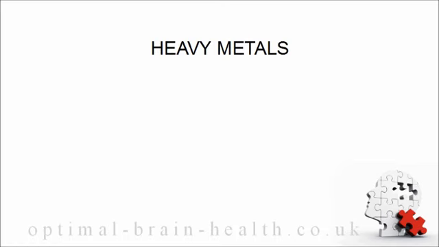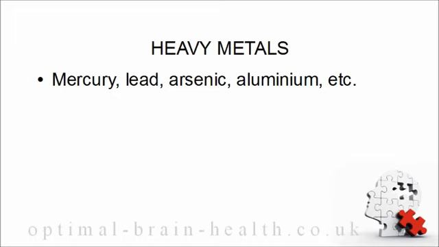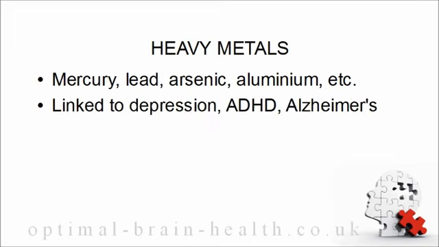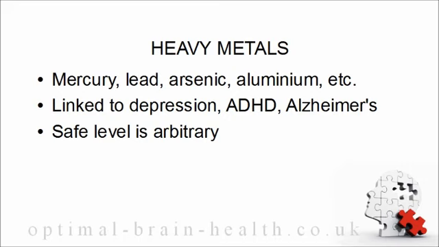Now, I mentioned earlier the heavy metals, and I want to say a little bit more about them now. So the likes of mercury, lead, arsenic, etc. are amongst the most toxic substances known. And their effects are most noticeable in terms of brain function. They're linked to disorders like depression and ADHD and Alzheimer's, even if they're rarely the cause of these disorders or even the predominant cause. The point is, any amount of these metals is going to have negative consequences in the brain, and any safe limit is really just arbitrary.